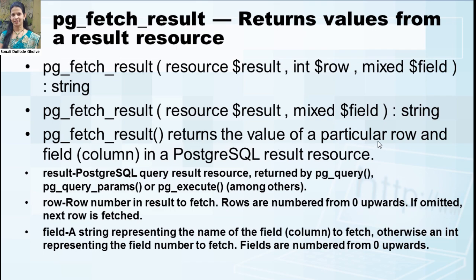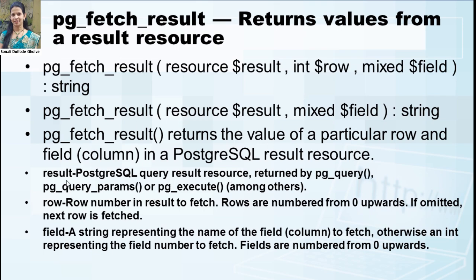It returns the value of a particular row and field (column) in the PostgreSQL result. The result is the PostgreSQL query result resource returned by pg_query. Row number is the row to fetch. You need to specify the row number. This is your result. Result means the PostgreSQL query result resource.